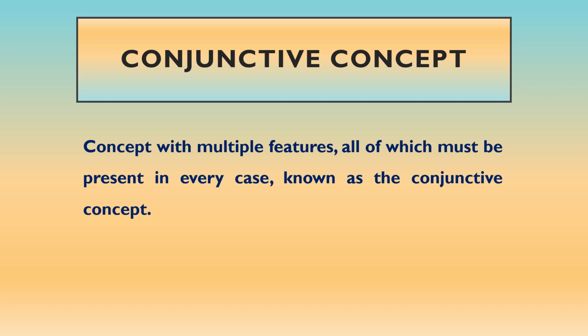The other example is mother. The person should be female and should be your parent. Then only the concept mother is fulfilled. So that is the conjunctive concept. So several features or attributes should come together.